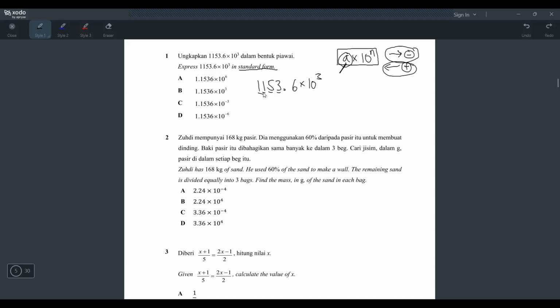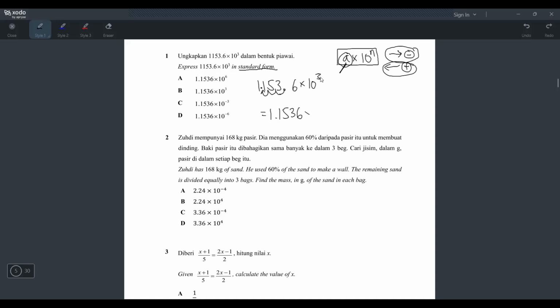So what you have to do is move the decimal point, but you cannot move to the right. You have to move to the left. But move how many times? Move 3 times. Why 3 times? So that when your decimal point is here, before the decimal there is only one digit. So now it becomes 1.1536 already because you moved the decimal point 3 times to the left.